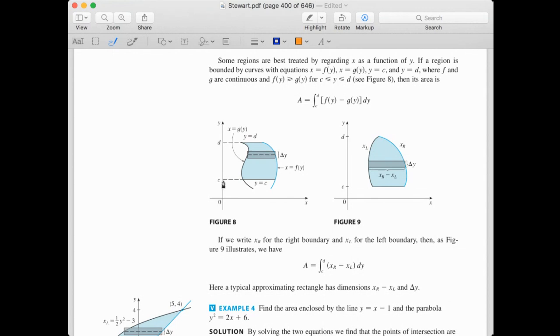So we will cut from c to d into infinitely many pieces. We set the integral from c to d, cutting the y-axis into infinitely many pieces. Then we have the right-hand side minus the left-hand side. We're treating this x as a function of y, and this x as a function of y. We would have the right-hand side minus the left-hand side.